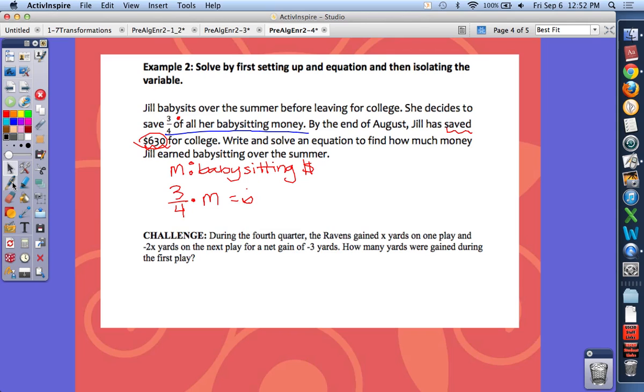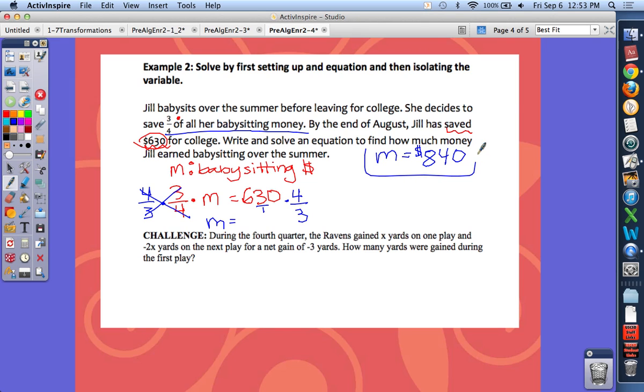All right, then how can you solve this equation? We have a fraction times a variable. Remember, what do you do to get rid of that fraction? Multiply by the reciprocal. So we're going to multiply by 4/3 to get M by itself. Whatever you do to one side, you must do to the other. These are going to cancel on the left, leaving you with M. And let's do this multiplication over here. 630 is really over 1. You can multiply straight across and then reduce, or you could reduce in the middle. M is going to come out to $840. Is that what you got?